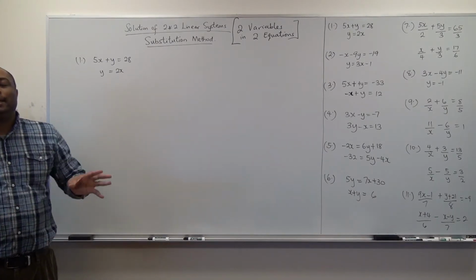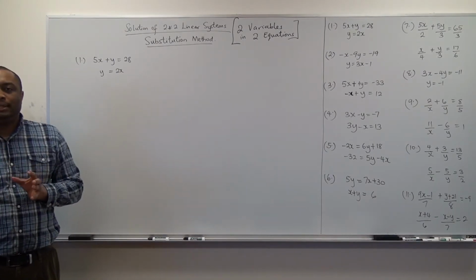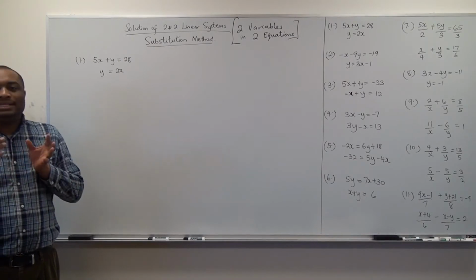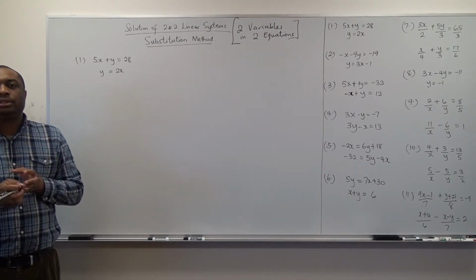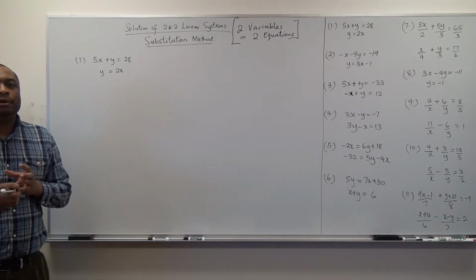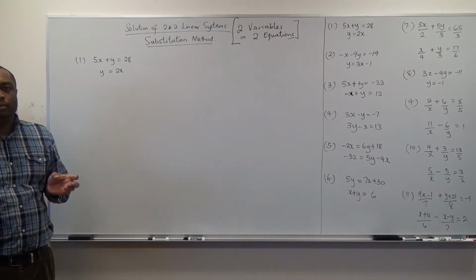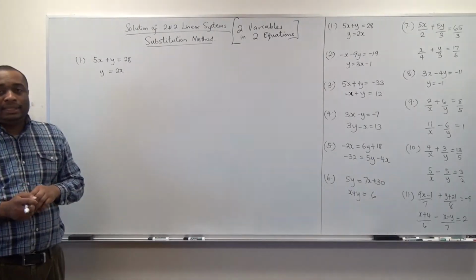Now, like I said earlier, 2x2 linear systems means a system of linear equations, or you can say a system of two variables in two equations. They mean the same thing.